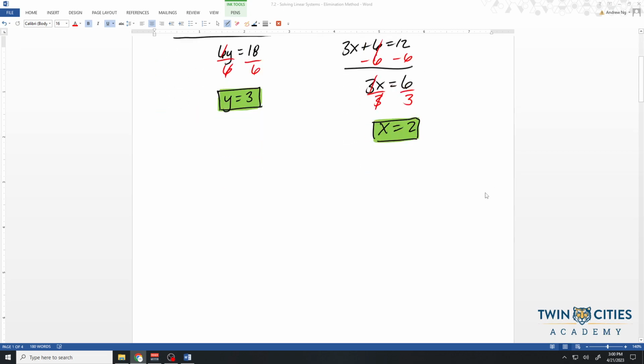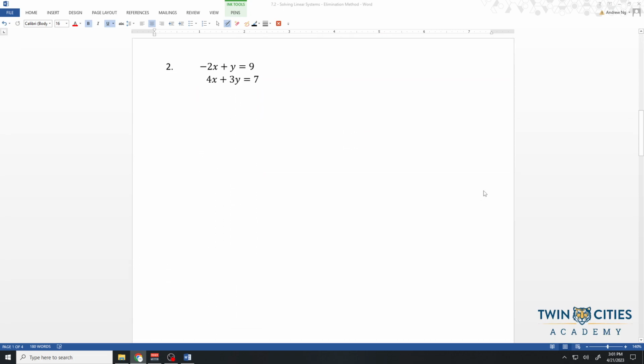Let's do another one. Okay, in this one, I've got negative 2x plus y equals 9, and 4x plus 3y equals 7. Now, here's where this differs from the first one. In the first one, I had 3x for both, so I can just go ahead and subtract them. But in this case, I don't have that. I've got negative 2x here, I've got 4x for the second one, I've got a single y here, I've got 3y for the second one, so they don't match.